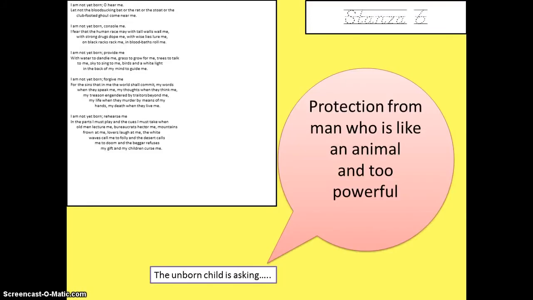In stanza 6, you have the child asking for protection from humans, and he compares them to animals. To the man who is a beast. He also compares them to men who think that they are God and too powerful. Perhaps MacNeice was thinking about Hitler when he wrote this.